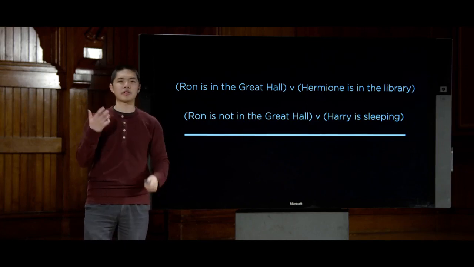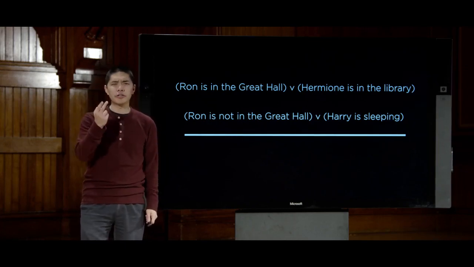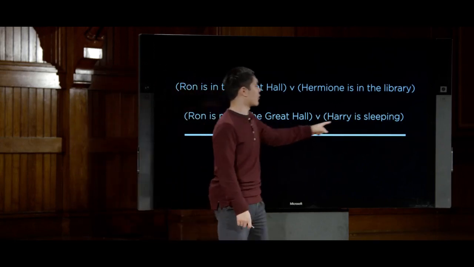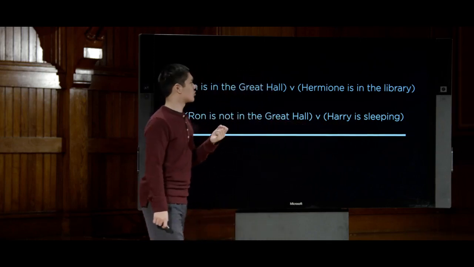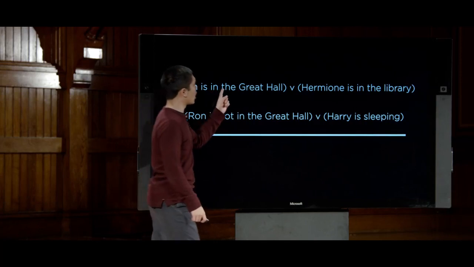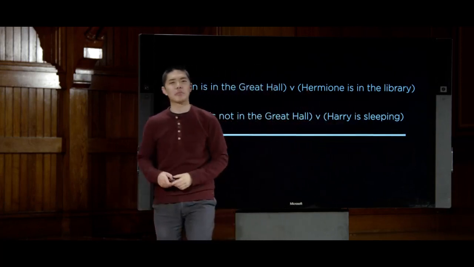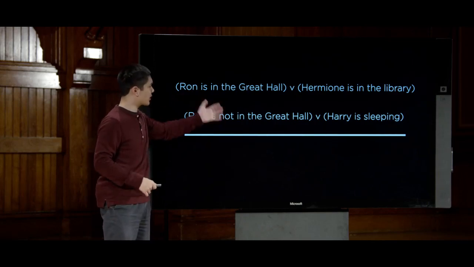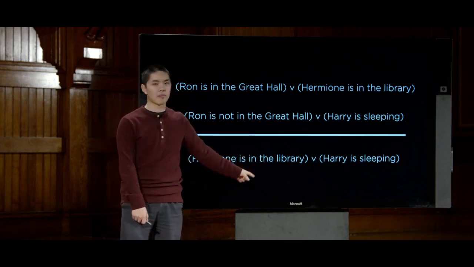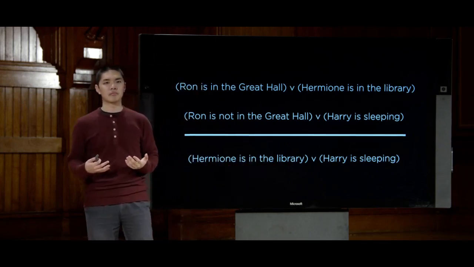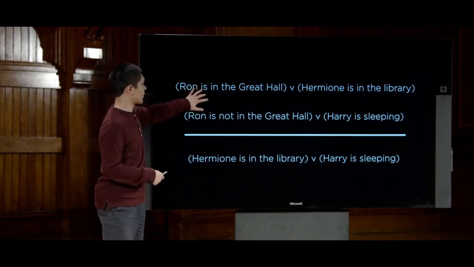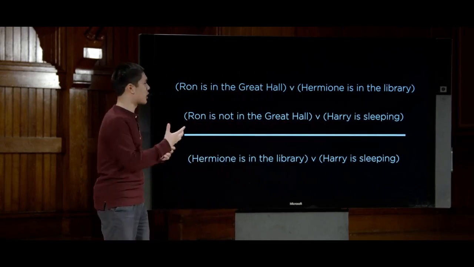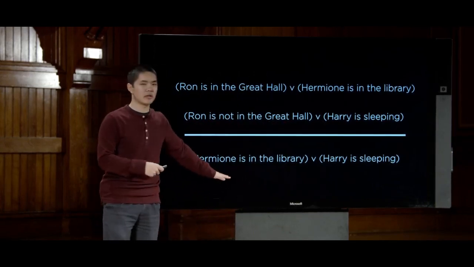Well, again, for any propositional symbol, like Ron is in the Great Hall, there are only two possibilities. Either Ron is in the Great Hall, in which case, based on resolution, we know that Harry must be sleeping. Or Ron is not in the Great Hall, in which case we know, based on the same rule, that Hermione must be in the library. Based on those two things in combination, I can say, based on these two premises, that I can conclude that either Hermione is in the library or Harry is sleeping. So again, because these two conflict with each other, I know that one of these two must be true. And you can take a closer look and try and reason through that logic. Make sure you convince yourself that you believe this conclusion.